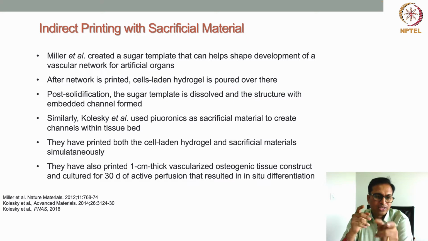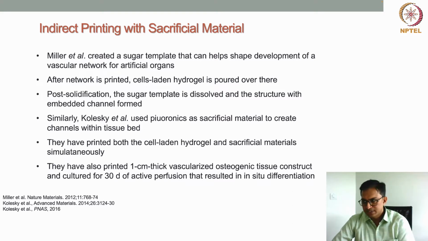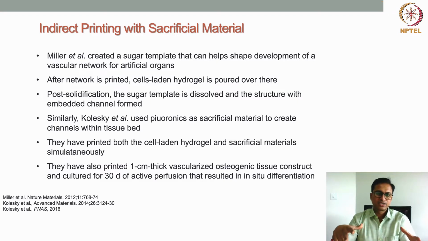In this first work, Miller et al. developed a sacrificial material based on sugar. You know that sugar can be melted and extruded, and freestanding strands can be printed. So in that particular work, they used sugar as the sacrificial material for printing network-like structures. After printing, the cell and hydrogel mixture is poured over that printed sugar network.